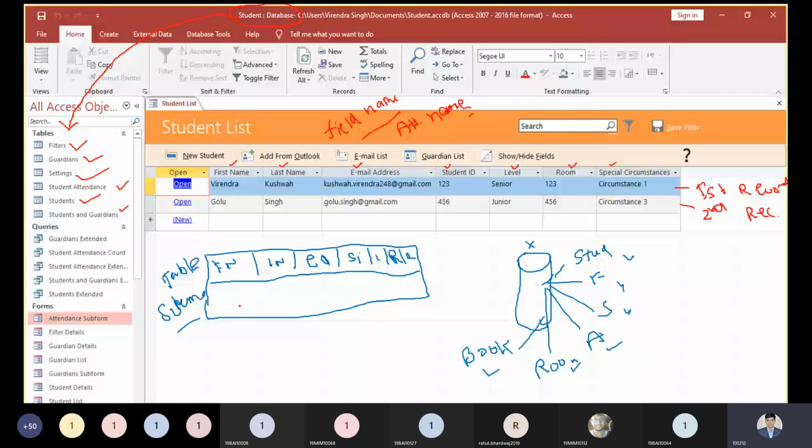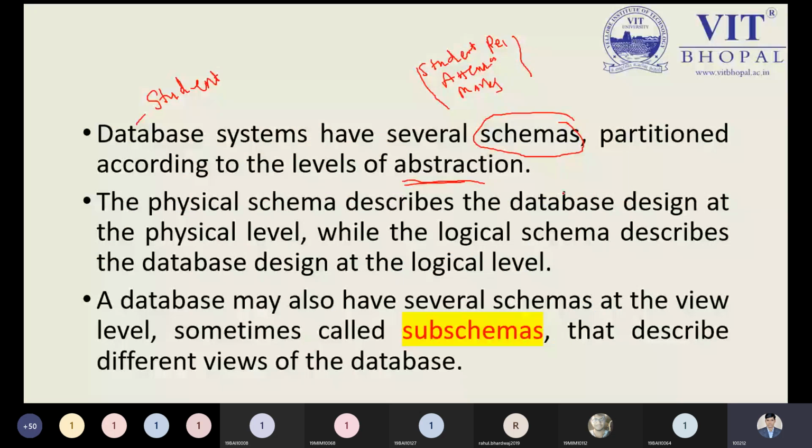So the physical schema describes the database design at the physical level, and the logical schema describes the database design at the logical level. This is an important point to keep in mind. Anyone can ask in an interview at which level which kind of schema will be designed. So remember, at the physical level we design the physical schema, and at the logical level we define the logical schema.